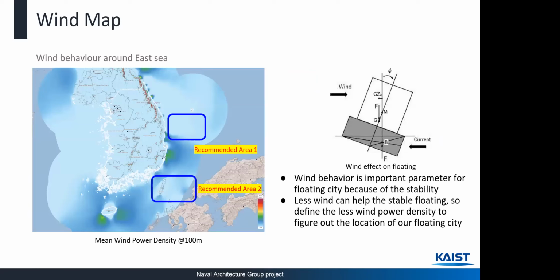To prevent external force, the wind itself should be weak for stability. Considering the wind power density and wind speed at 100 meters high, the wind at the recommended location is weak enough for the stability of the floating island.